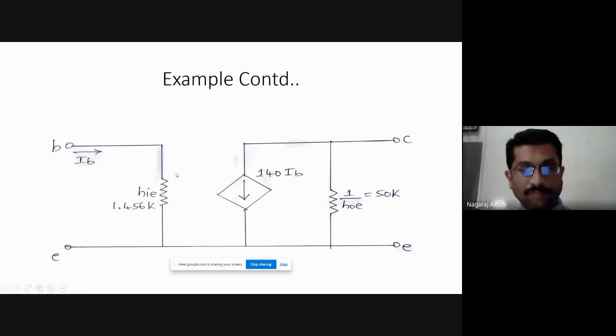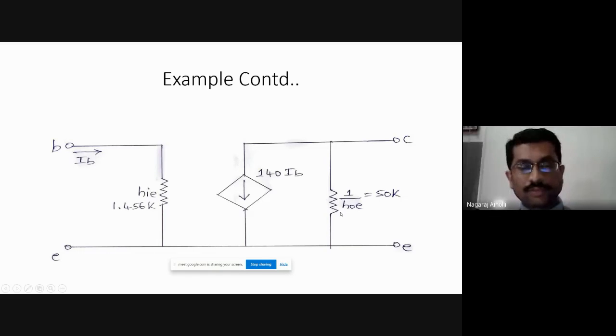It is the hybrid equivalent circuit. HIE, this is common emitter, therefore it is beta IB. IC is beta IB, that is 140 into IB. We'll see how we are getting that. Then the output resistance is 1 upon HOE.